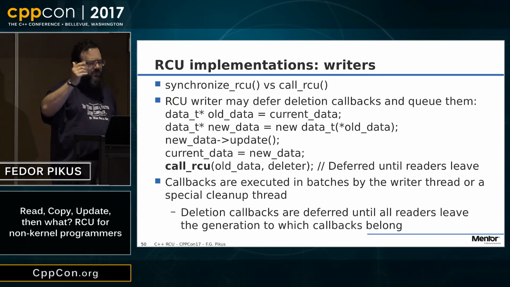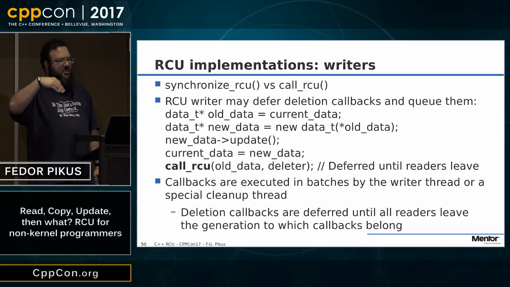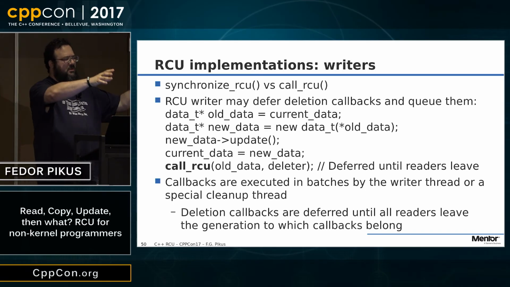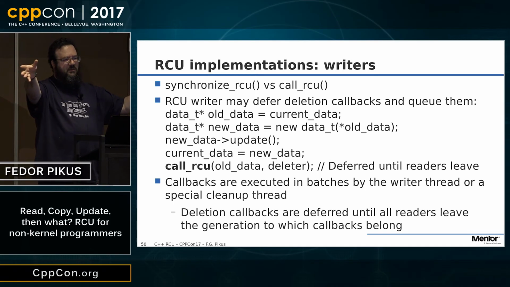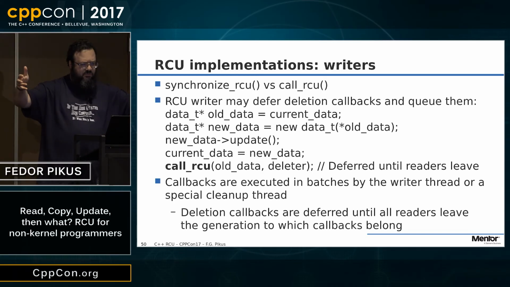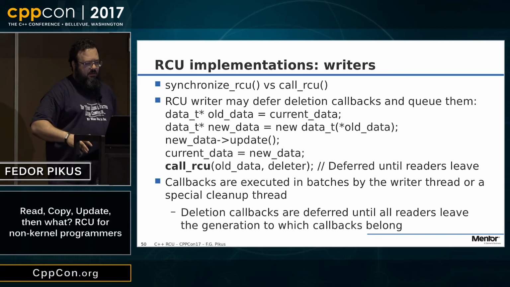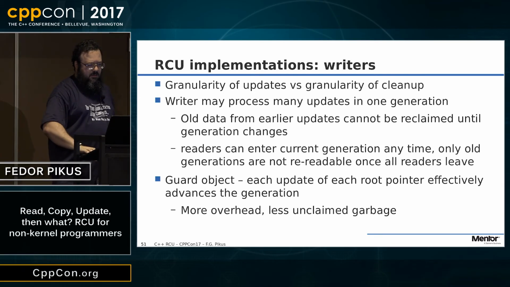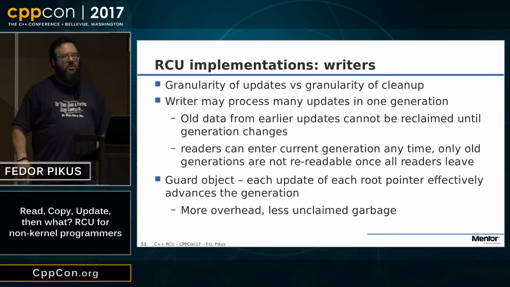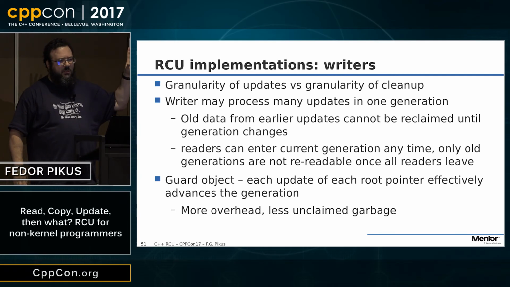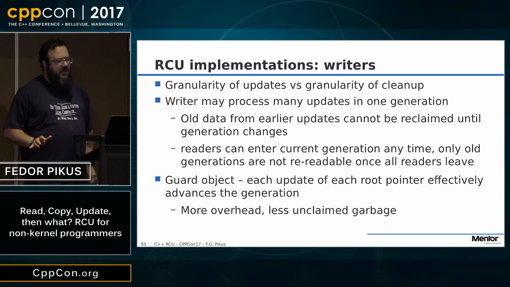Call RCU is the common name of the function that enqueues it. You give it the piece of data and how to delete it, the functor. It doesn't actually delete it. It just enqueues it for future deletion. A big distinction on the writers, which is actually the difference between the two cases that I have shown you, the fast and the slow one. At least under that workload. It's not that one is always slower than the other.